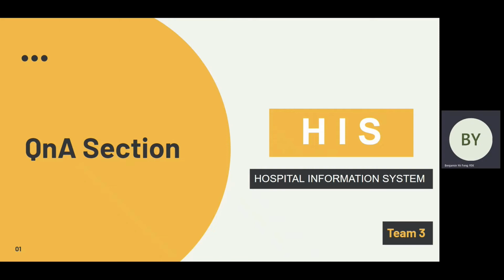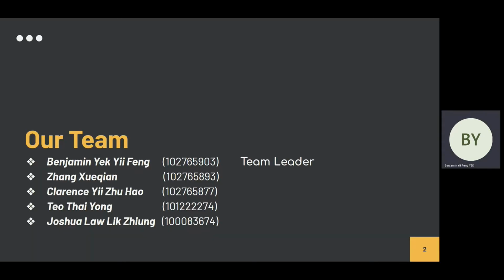Before we start the presentation, I will clarify that Xiqian, Clarence and I are doing the presentation on this computer, and later we will combine with Team 1, which is Theo and Joshua. So this is our team. My name is Benjamin Ethan, our team leader, and these are our group members: Zhang Xueqian, Clarence, Theo, and Joshua.